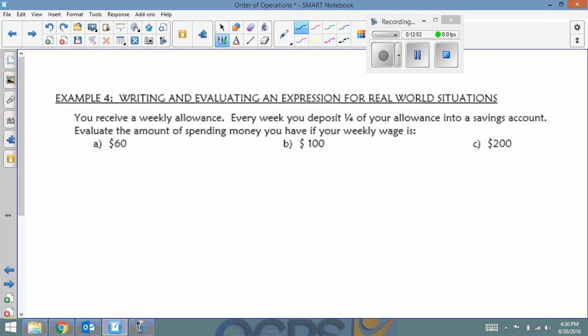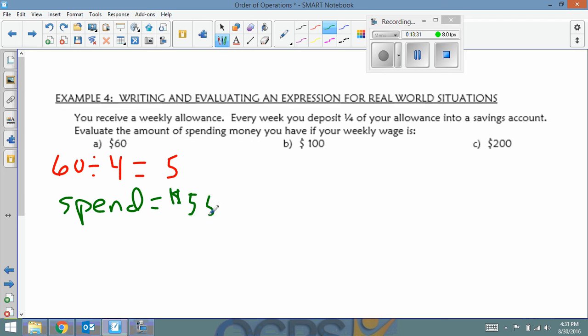So first thing we need to figure out is how much we're going to put into that savings account. So when it says you're depositing 1/4 of your money, you're basically taking the money that you have and dividing it by 4. So 60 divided by 4 is 5. So we have $5. Okay? Which means for spend money, we're going to have $55.